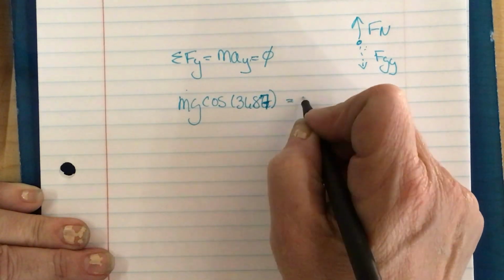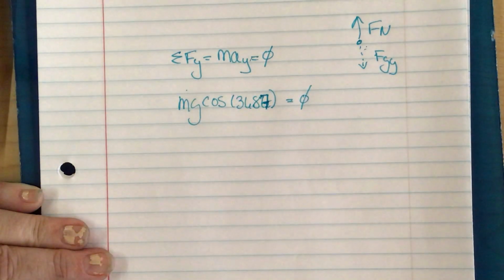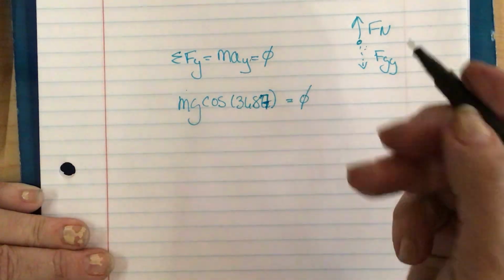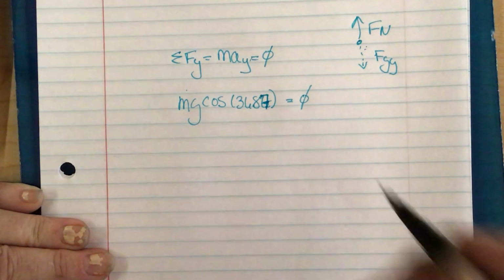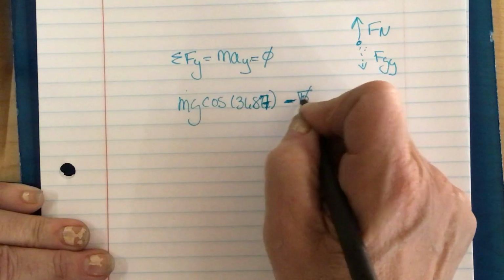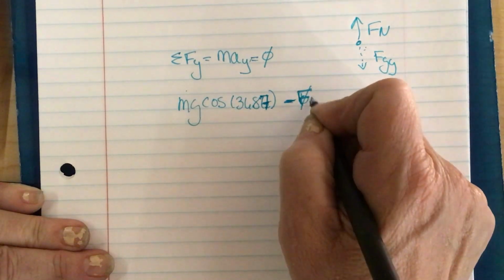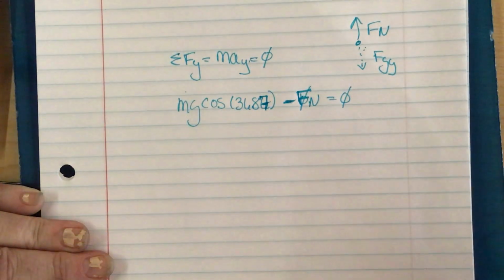87, and that's equal to 0, right? And do we know the mass? Oops, did I miss one? Oh yeah, I did, sorry. Minus force normal, sorry, the thing we're calculating. Minus force normal equals 0.